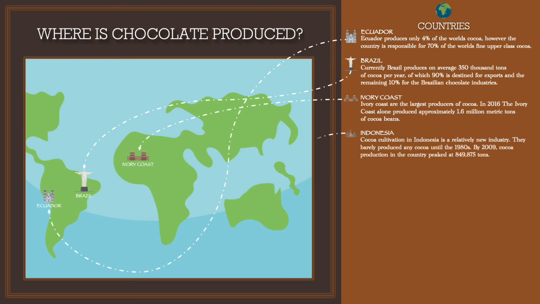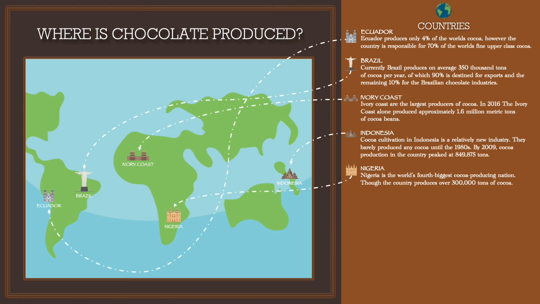Indonesia. Cocoa cultivation in Indonesia is a relatively new industry. They barely produced any cocoa until the 1980s. By 2009, cocoa production in the country peaked at 849,875 tons. Nigeria. Nigeria is the world's fourth biggest cocoa producing nation, as the country produces over 300,000 tons of cocoa.